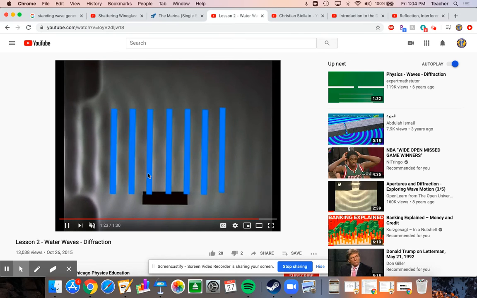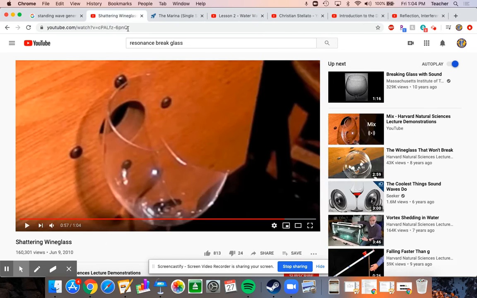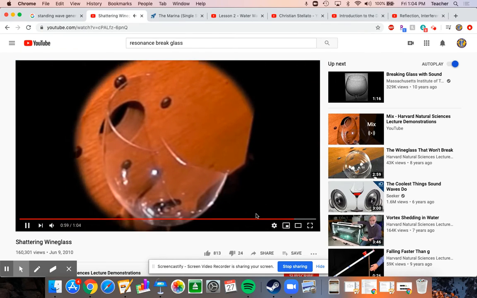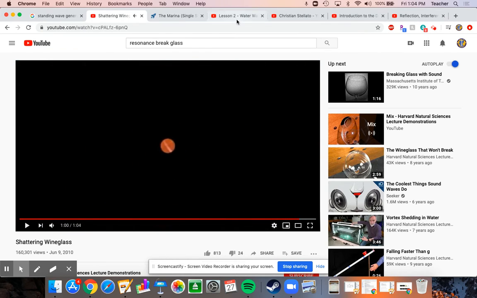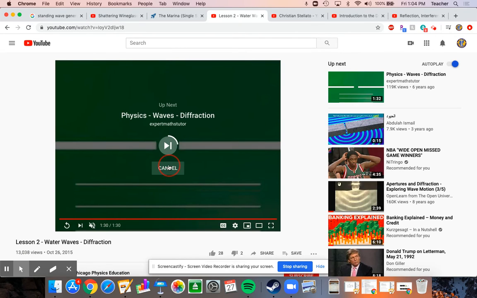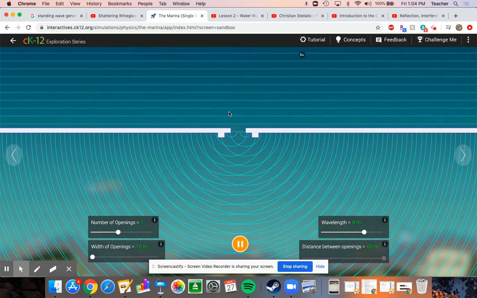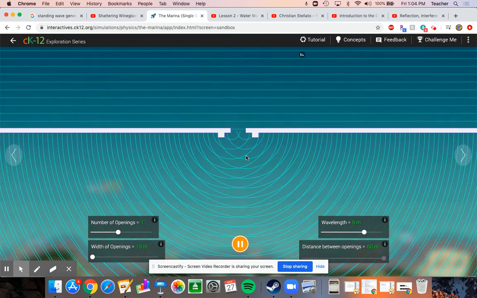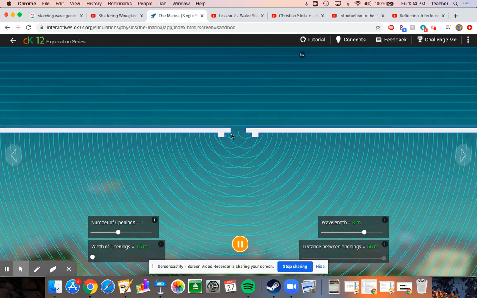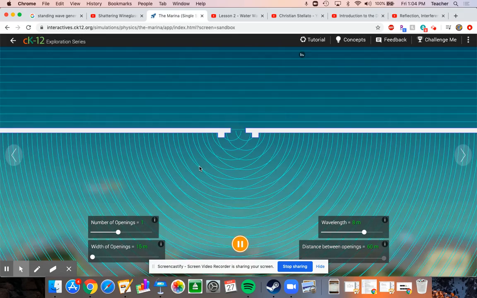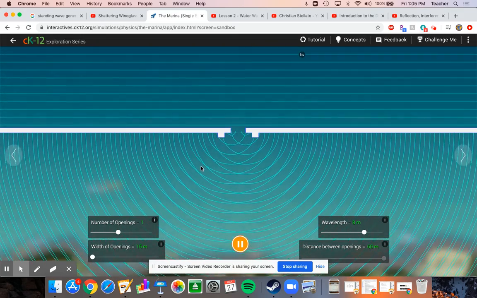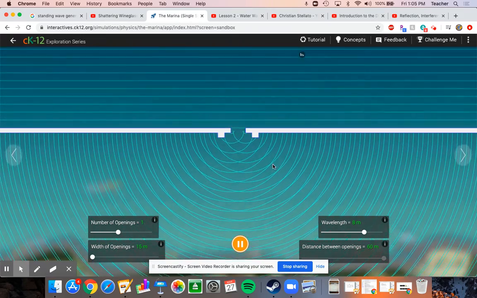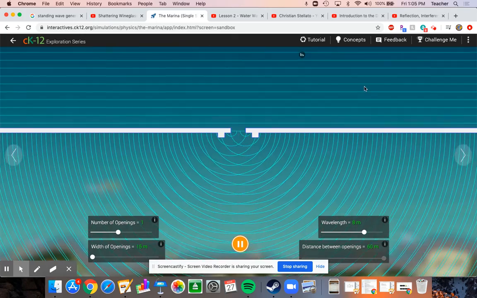So two phenomena to look out for. Resonance is if it's at the right frequency, which causes the glass to vibrate, producing a standing wave and then break, and diffraction, which occurs anytime a wave tries to pass through an opening. It'll spread out if the wavelength is bigger than the length of the opening. Diffraction will cause some interference as well, and we'll explore that more soon.